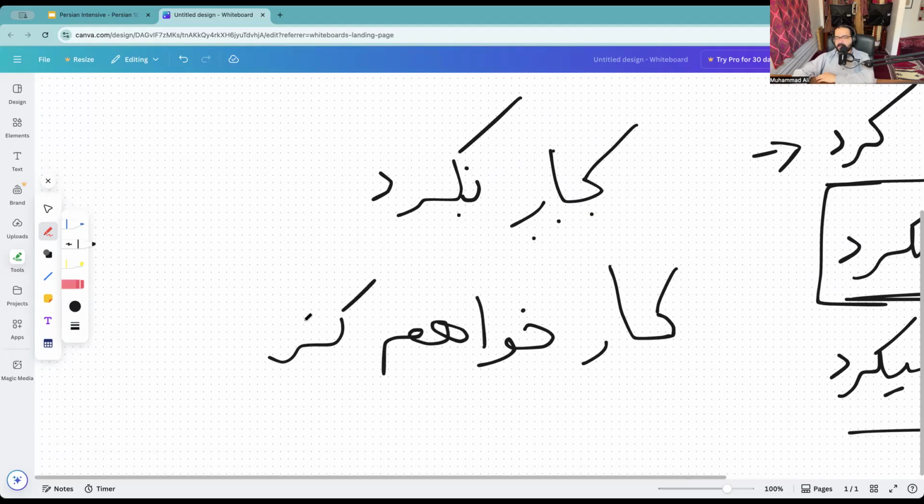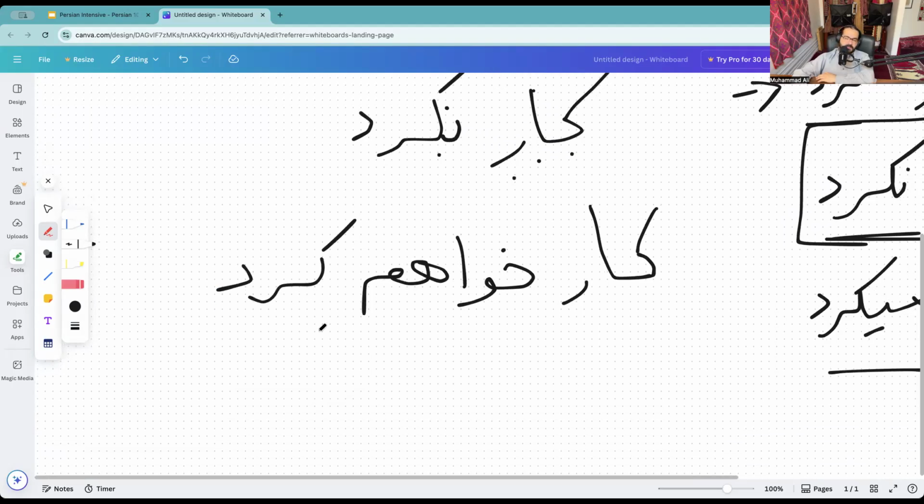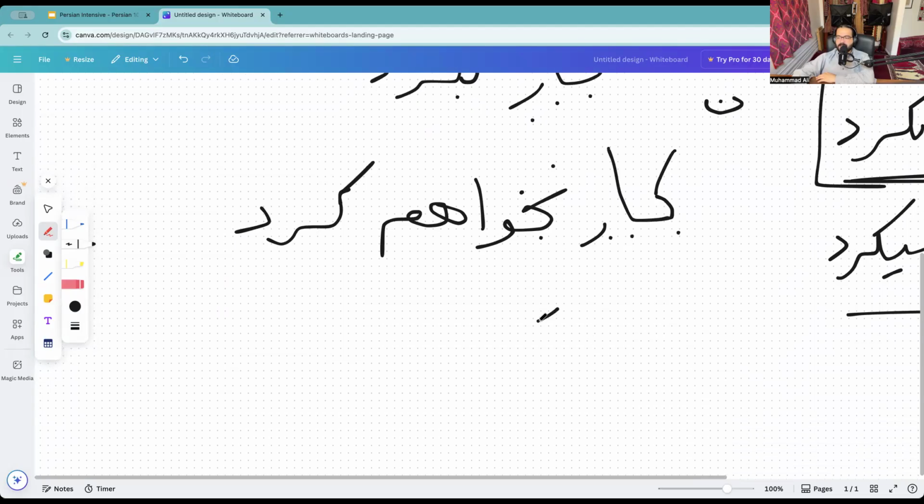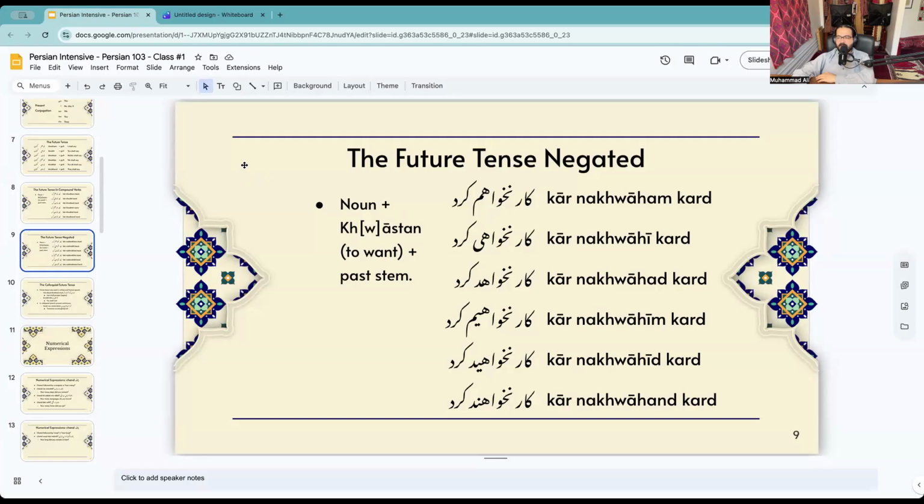So again, we take khastan. The stem is kha. And then we add a meem, khaham, I shall. And then kard is a third person past tense. So khaham kard, I shall do. Kar khaham kard, I shall work. So we want to negate it. We have the noon. Not a verb, not a verb, not a verb. Khaham. Oh, it's a verb. Okay, we'll add it. Nakhaham. Kar nakhaham kard. Kar nakhahi kard, etc., etc.